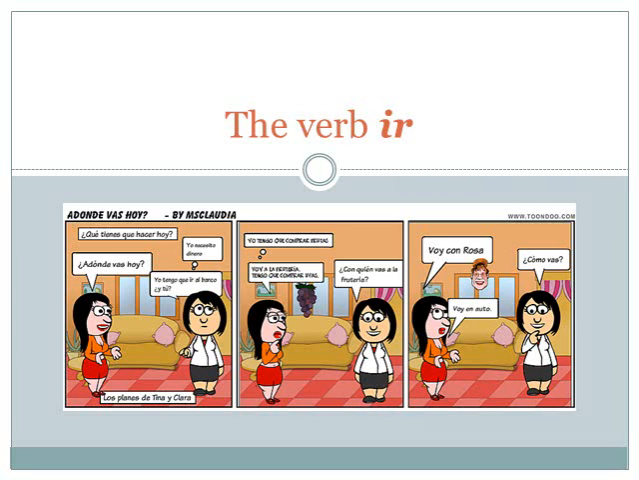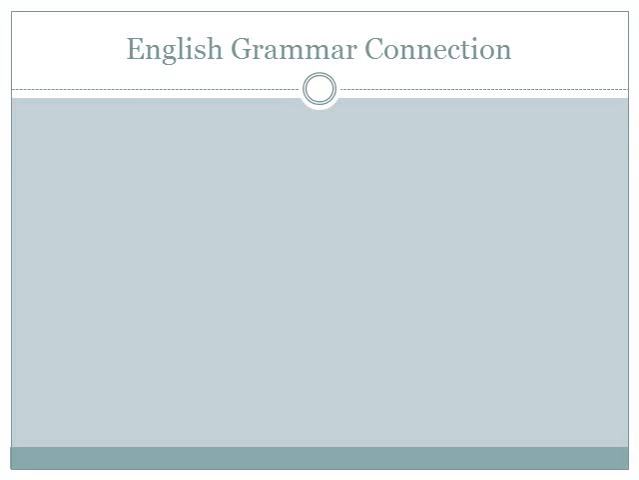Alright guys, today what we're going to learn about is the verb ir, which means to go. So we're going to learn how to conjugate this verb in the present tense. And conjugating is knowing those different forms that match the subjects, remember? Okay, so let's take a look.